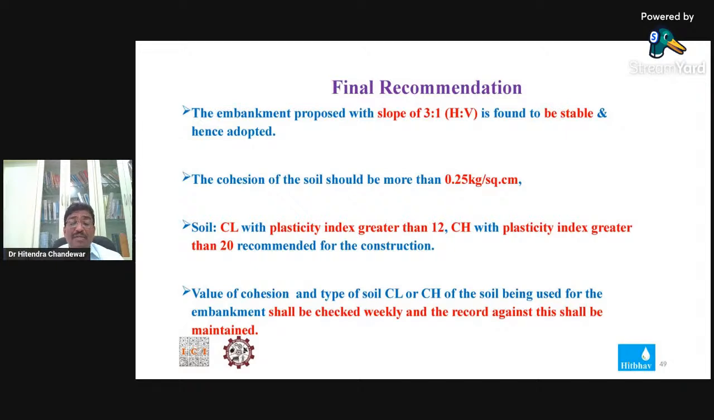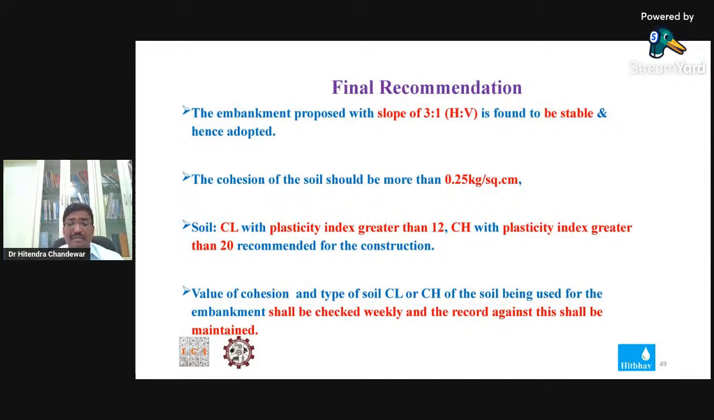Regarding cohesion of the soil, from the 11 sources we have finalized material type and everything. Then we asked them to procure the soil from those quarries only. As a designer, we have to freeze all these parameters. First, I recommended slope 3:1 for upstream and downstream. Then I recommended cohesion of soil should be more than 0.25 kg per square centimeter. Then soil type CL with plasticity index more than 12, and CH material with plasticity index more than 20.